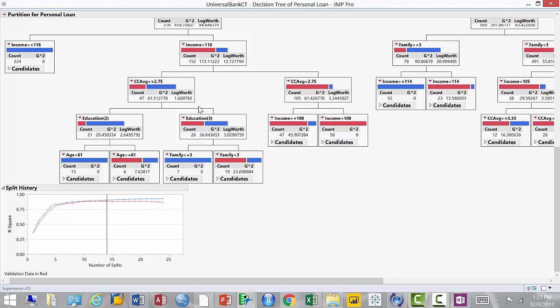And that's essentially how JMP builds the classification tree, okay? Any questions? All right.